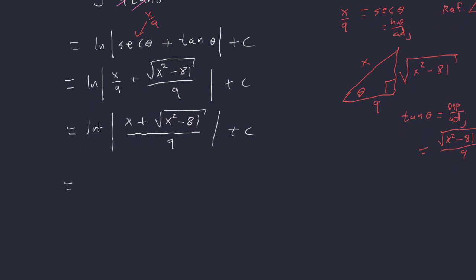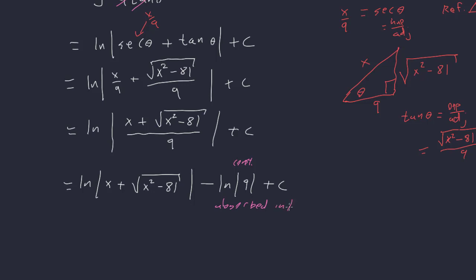Then they'll say, okay, inside of an ln, whenever I am dividing, I can split that up as subtraction. So I can say that this is the natural log of x plus the square root of x squared minus 81, minus natural log the absolute value of 9. And then we let this c absorb this constant. This is just a constant, so it gets absorbed into c.